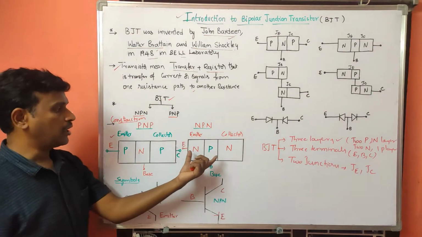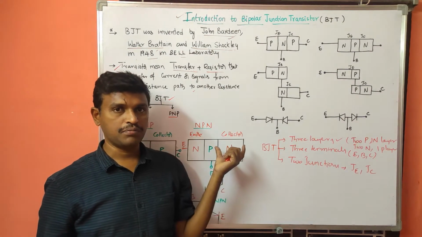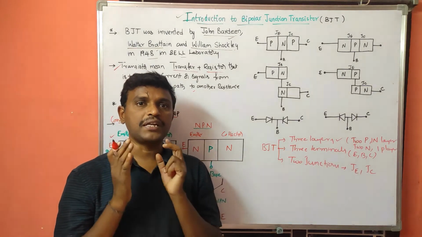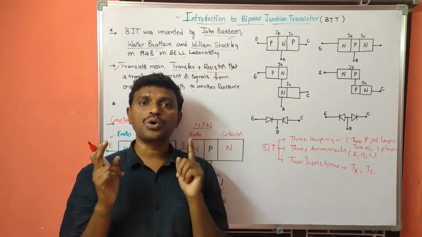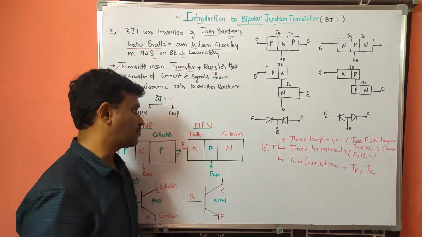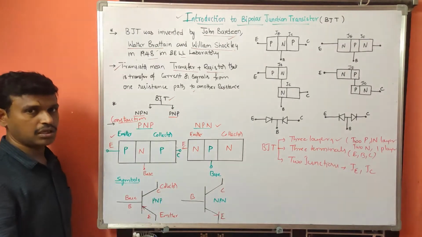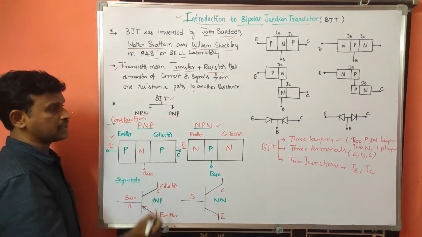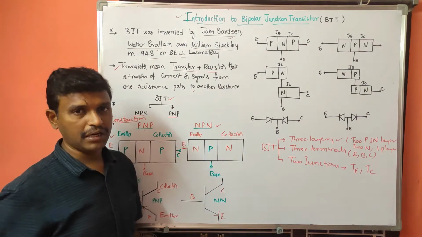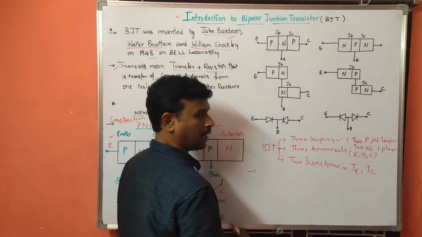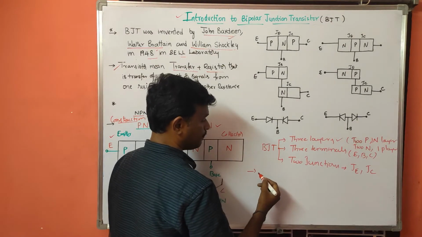And how can we form an NPN transistor? We can form an NPN transistor by sandwiching a P-type material between two N-type materials. So that forms the NPN transistor. This is the basic construction we have for a PNP transistor and, at the same time, an NPN transistor. Now, how can we form a PNP or NPN?